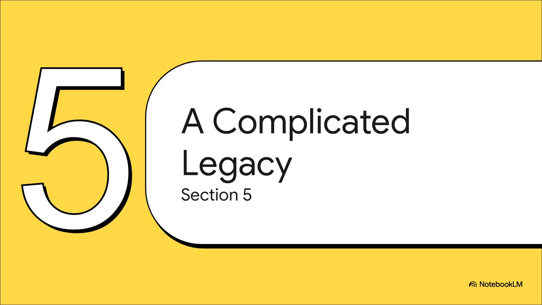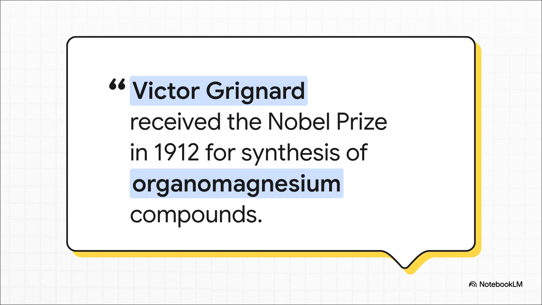So, Section 5, a complicated legacy. When you put all this together, what has this powerful chemical family actually meant for our world? Well, the answer is, it's complicated. Let's start with the good stuff. This quote celebrates Victor Grignard, who won a Nobel Prize way back in 1912, and his prize-winning discovery, a revolutionary new chemical tool called the Grignard reagent, which was made from, you guessed it, a simple halogen derivative.